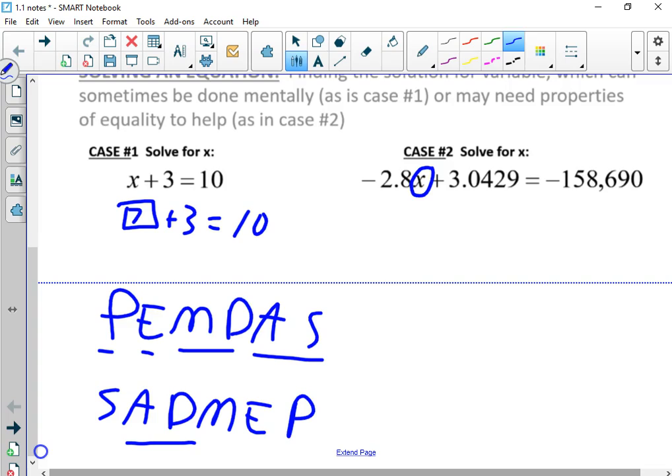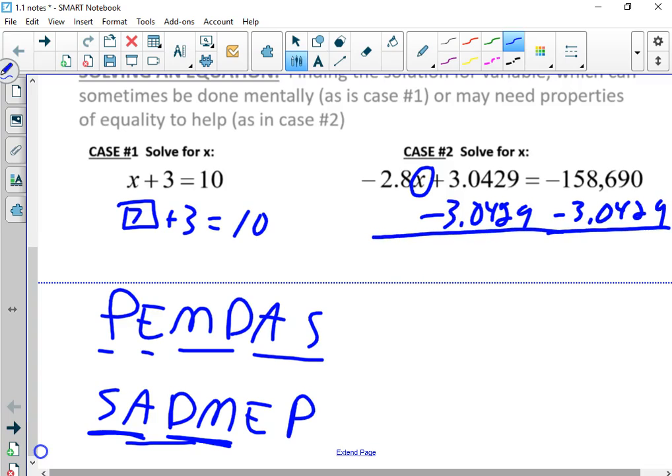Okay? So we do undo the addition and subtraction first, and we undo this second. Up here, we're trying to get to x. We're not going to divide yet, because we've got to get rid of that plus. So we're going to minus 3.0429. Again, like that balance we talked about, whatever we do to one side, we must do to the other. So we're going to minus 3.0429, which is just nasty.